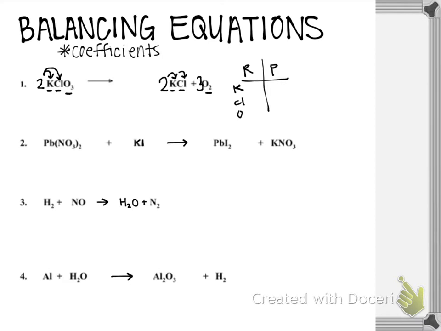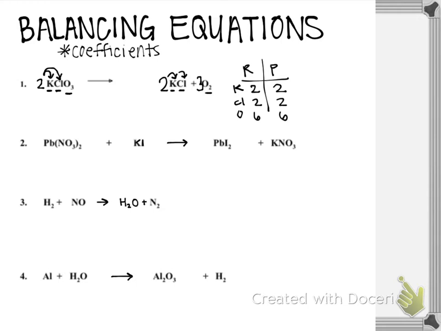On your reactant side, you have 2 Ks, and product side, you have 2 Ks. Reactant side, you now have 2 Cls. Product side, you have 2 Cls. Reactant side, you have 6 Os. Product side, you have 6 Os. And so because those numbers are equal, that means that now your equation is balanced.